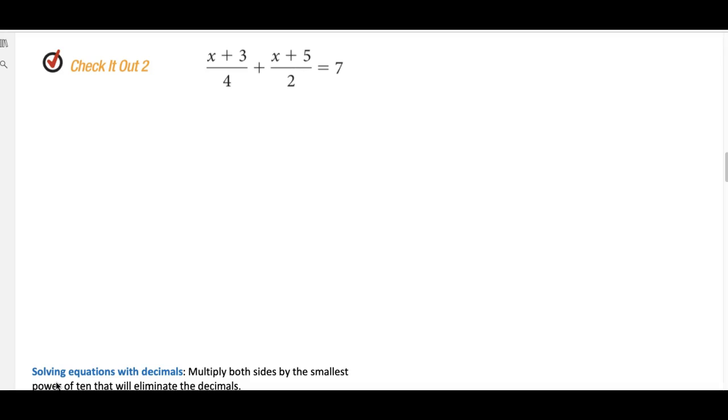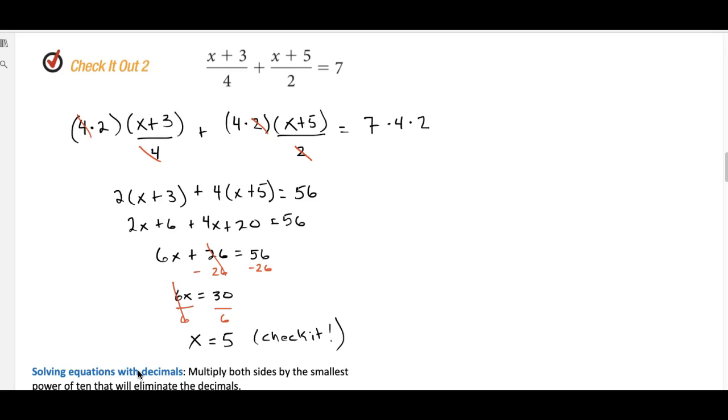Next, I would like you to work out the Check It Out 2 here, and put your answer in the Edpuzzle quiz. Okay, so here we are with the answer, and you should get x equals 5. Hopefully you checked your answer before you put it in and hit send. All right, so let's move on to the next thing.